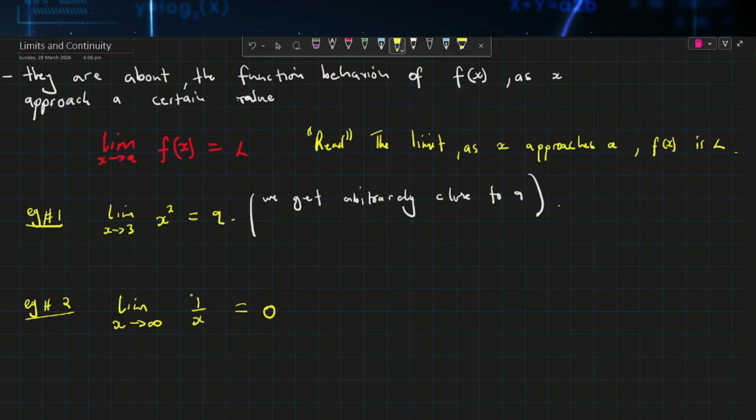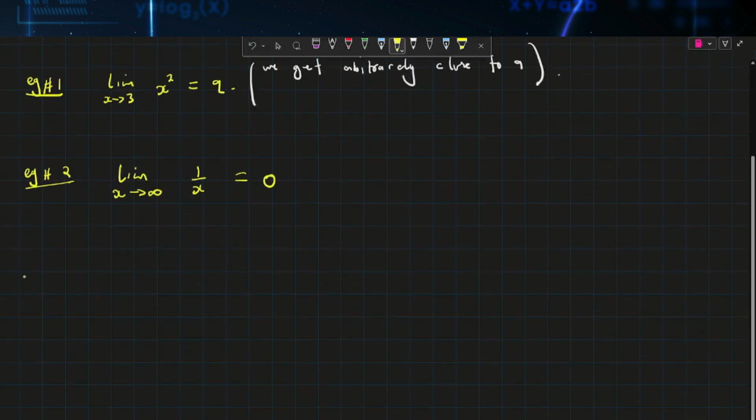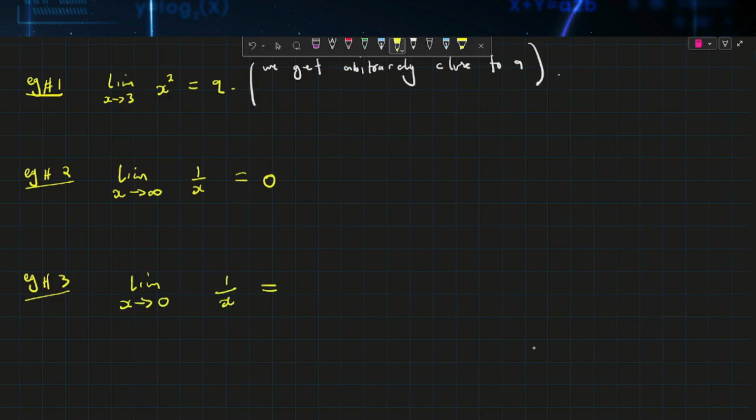Okay, let's try to use a left-hand graph. What if we have a situation of example 3, as the limit x approaches 0 on the function 1 on x? What would be the values being approached? We have to be very careful now.